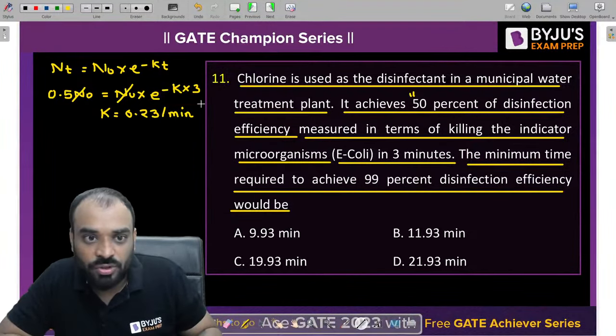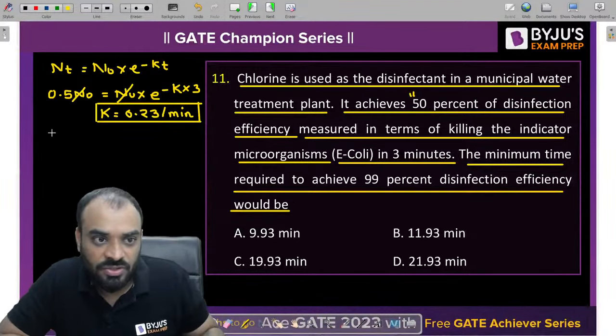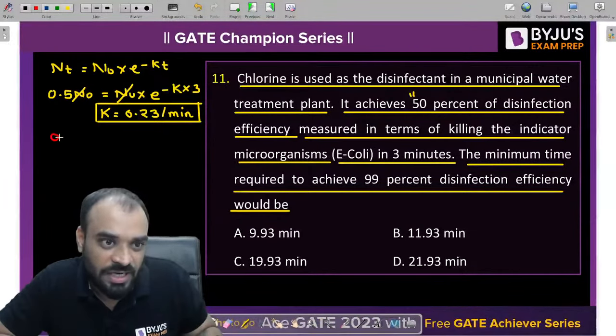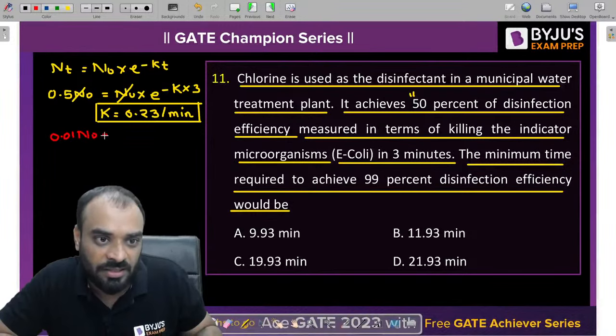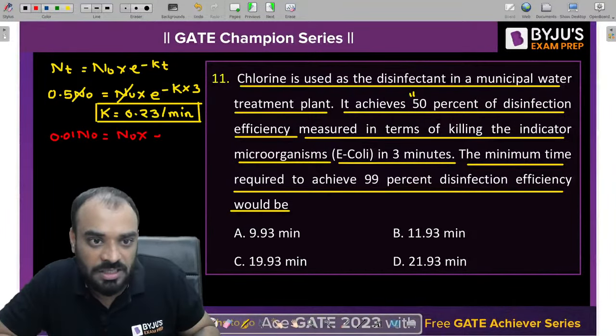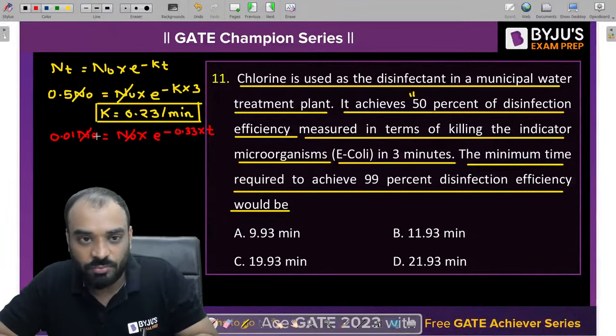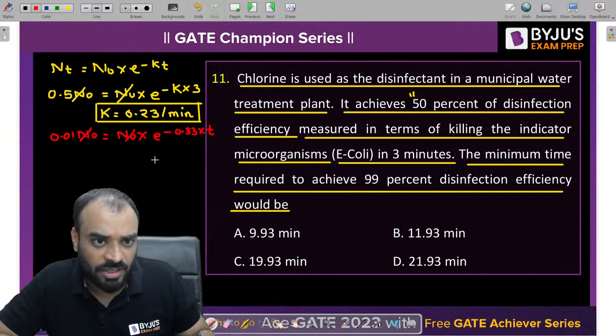Now our task is to calculate how much duration is required to have an efficiency of 99%. So guys, if you have 99% efficiency, that means only 1% of the microorganisms are remaining. So let's write it down. 0.01 times N naught is remaining, which is equal to N naught e raised to power minus the disinfection rate constant, which remains the same, 0.23 multiplied by t. Now let's cancel these two values. Let's take ln on both sides again, and divide by 0.23.